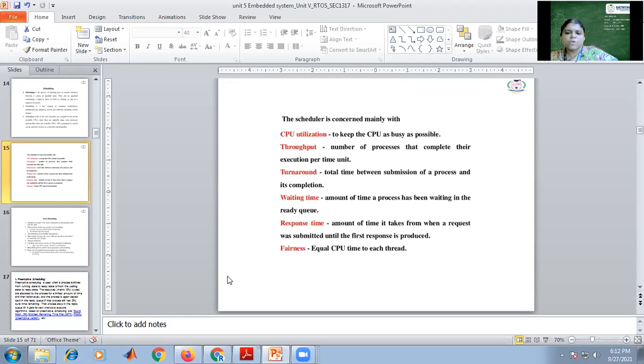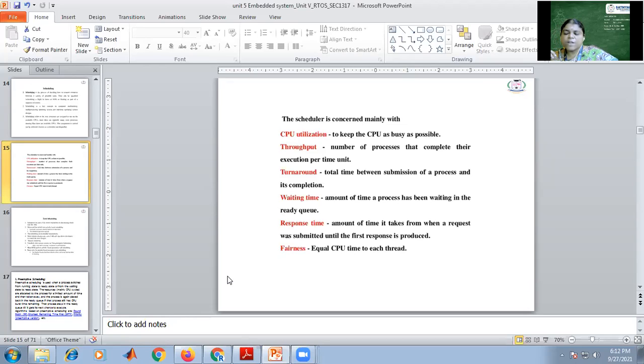Turnaround time is also minimum, such that the time interval between submission and completion is always lesser. Waiting time is also said to be lesser. Response time should also be faster, and fairness. Fairness means equal CPU time to all threads. The other name of task is thread.